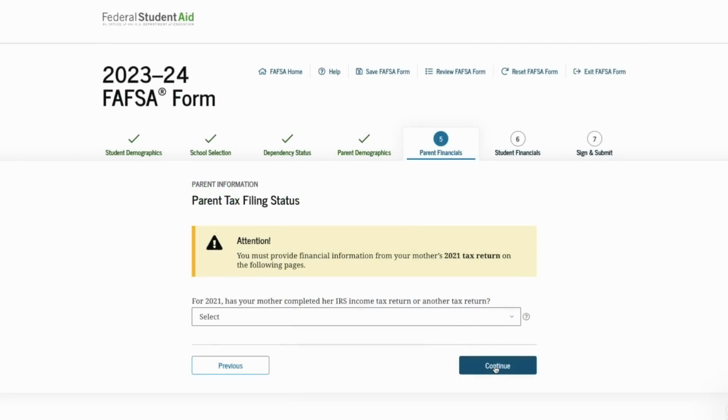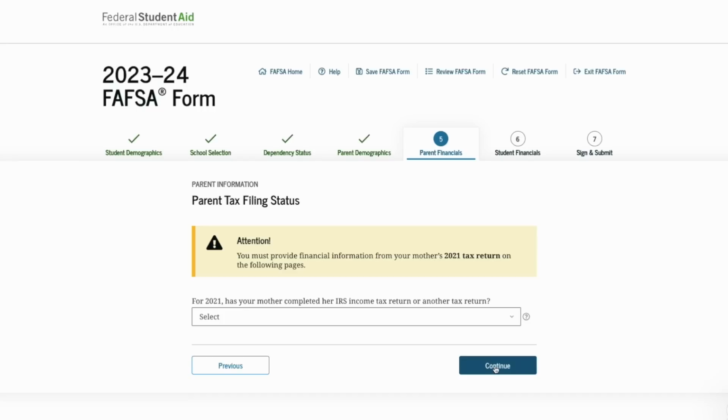Now we are on the section where we have to answer questions about our parents' financials. This section is divided into 2 main parts. The first part will ask about parent income, and the final screen will ask about parent assets. Remember, when you're reporting information about income for FAFSA, you're going to report only information about income for 2021. You can see clearly here it's asking for 2021 tax returns, but there are going to be additional questions about income, and you need to make sure you're only reporting information from 2021.